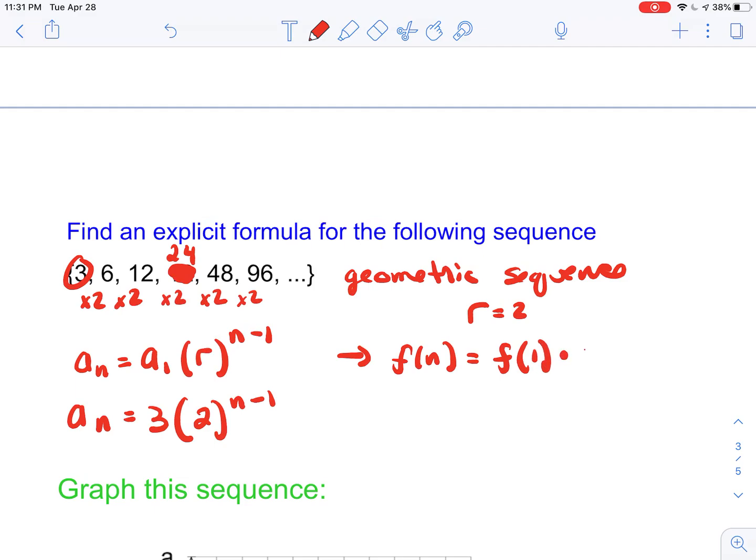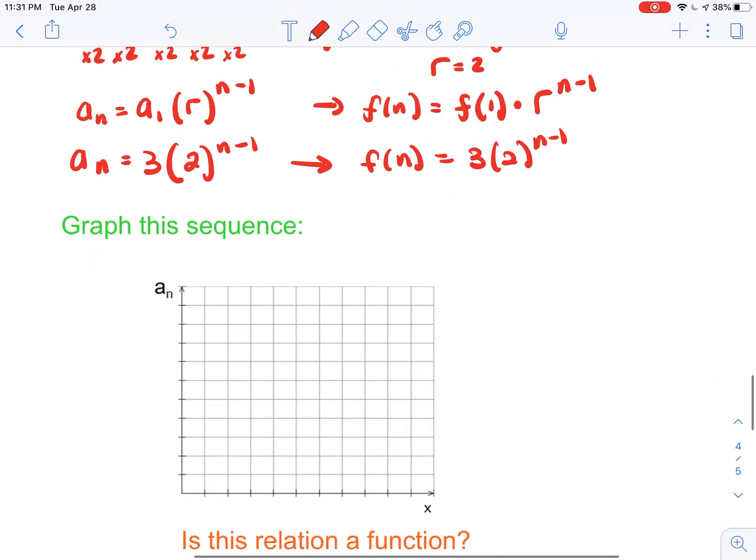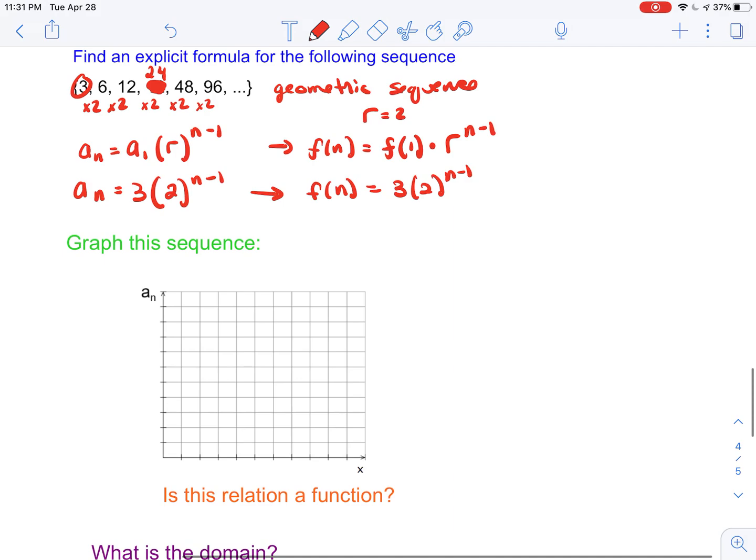f of n is going to be equal to my first term, which we said was f of 1, times r to the n minus 1. And if I wanted to write it specifically for this problem, f of n is going to be equal to 3 times 2 to the n minus 1, right? Almost exactly the same. Okay, so we should be able to go back and forth with these two things. So now let's graph this sequence.